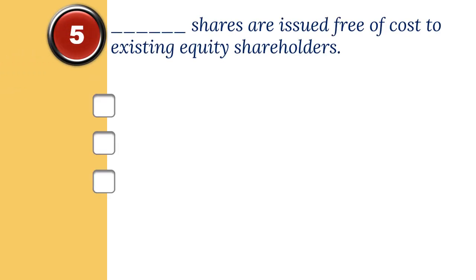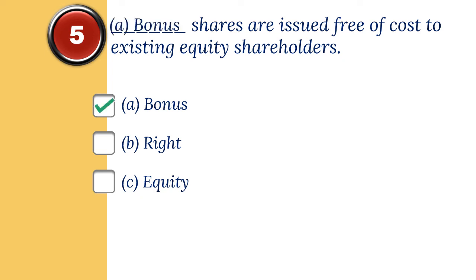5. Dash shares are issued free of cost to existing equity shareholders. The options are A. Bonus, B. Right, C. Equity. And the correct option is A. Bonus.